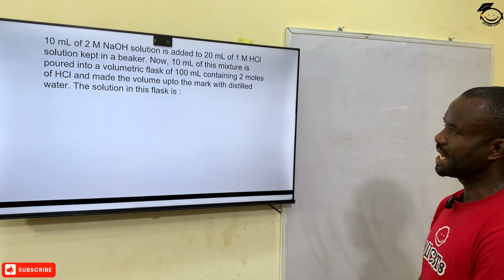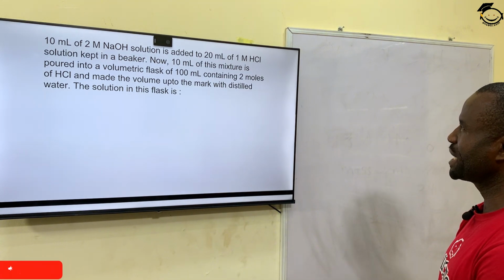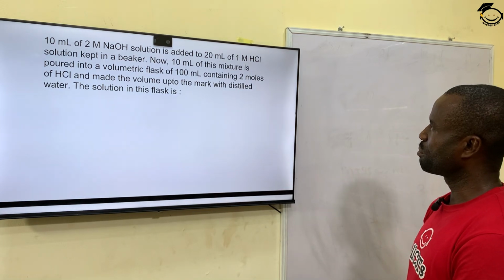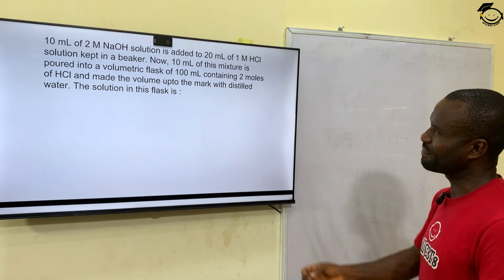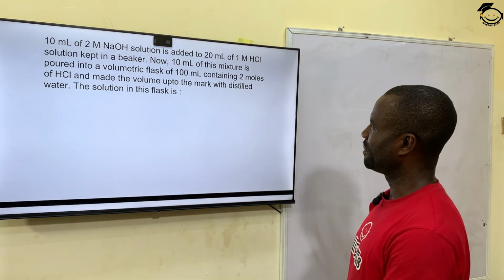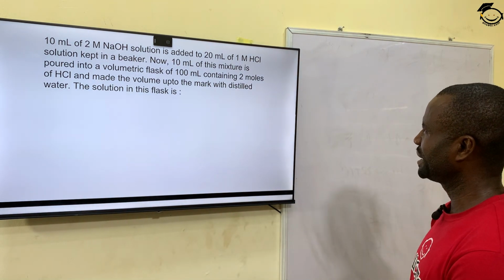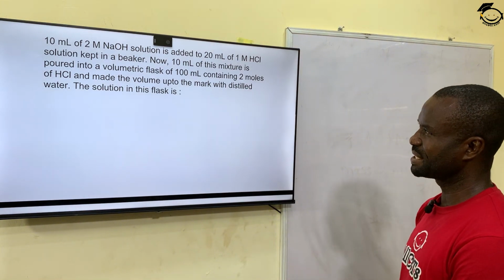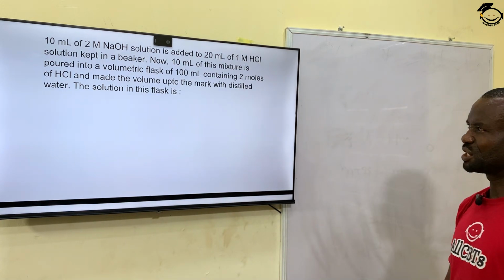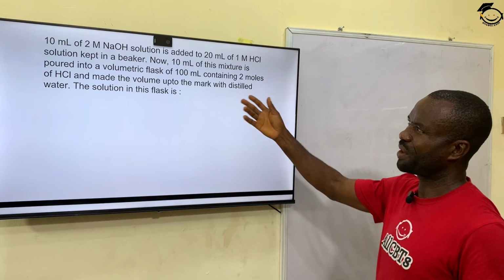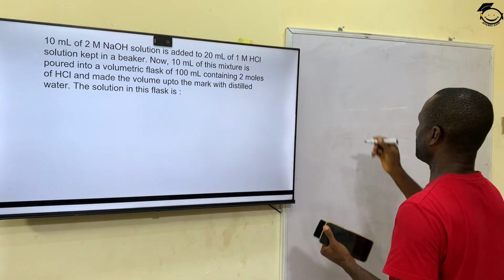The next question says 10 ml of a 2 molar sodium hydroxide solution is added to 20 ml of a 1 molar HCl solution kept in a beaker. Now we take 10 ml of this mixture and pour it into a volumetric flask of 100 ml containing 2 moles of HCl and make the volume up to the mark with distilled water. If we want to find the number of moles of the solution in this flask, initially we have the dilution formula.